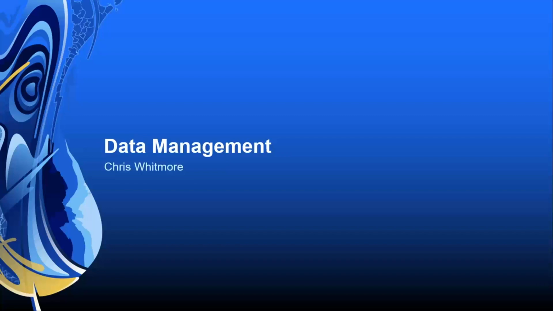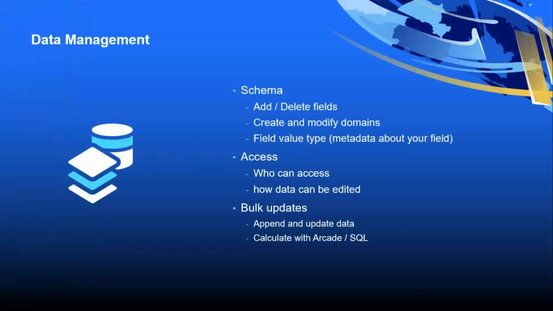In ArcGIS Online, data management is broken down into 3 general buckets. First is schema, the schema for the data in your layer, the fields, domains, the information about your fields, like field value types. In ArcGIS Online, you can configure and manage those. Access, who can access your data, who can edit, and that ties into the view definitions, setting or creating feature layer views. And then also bulk updates.